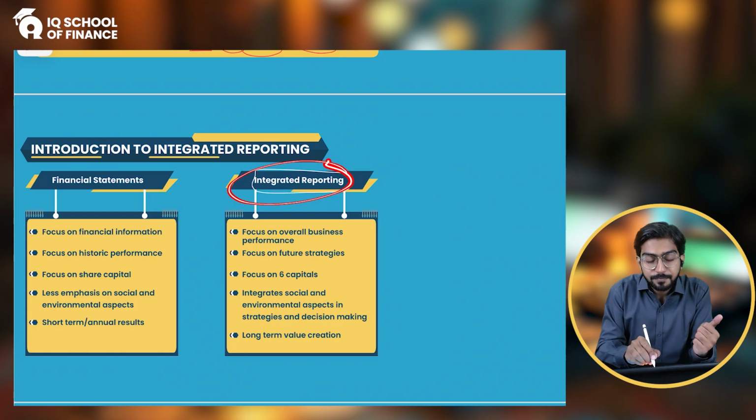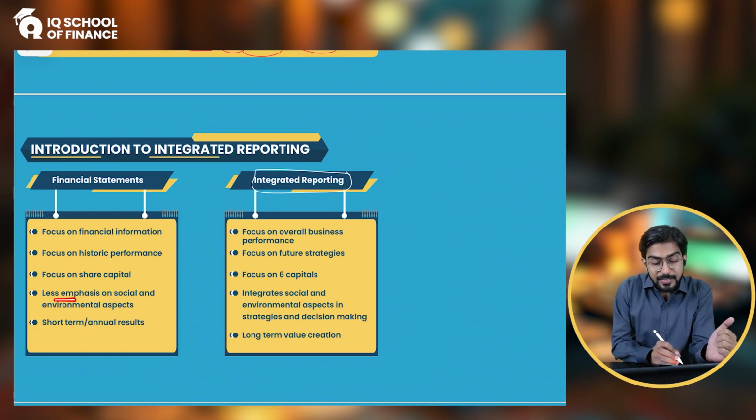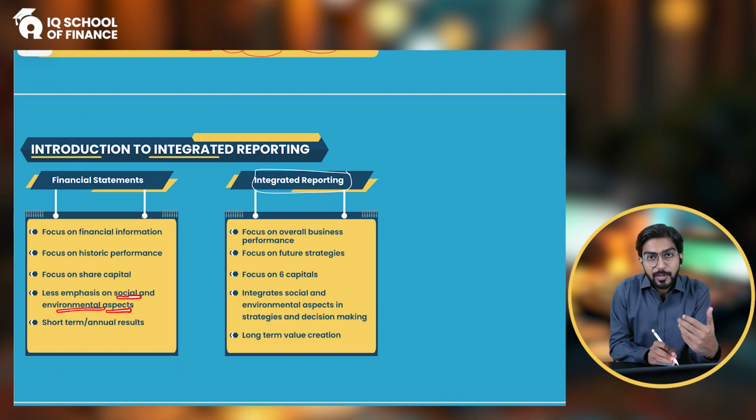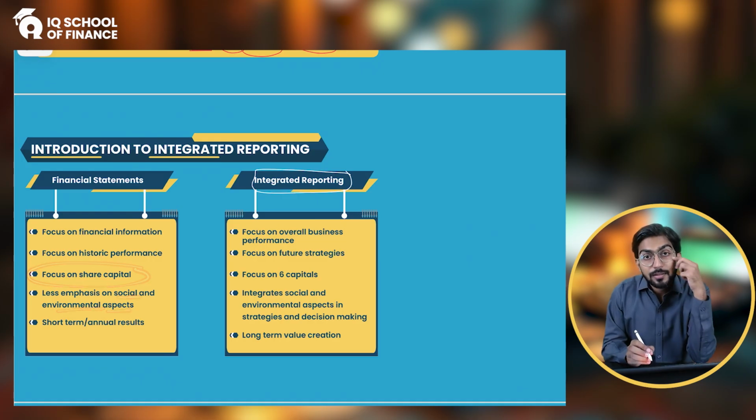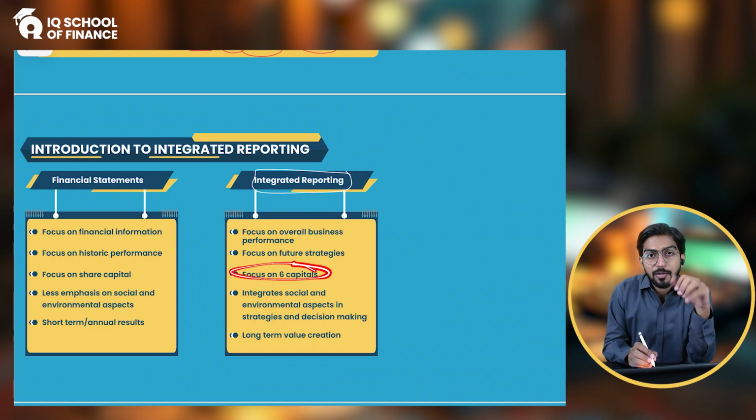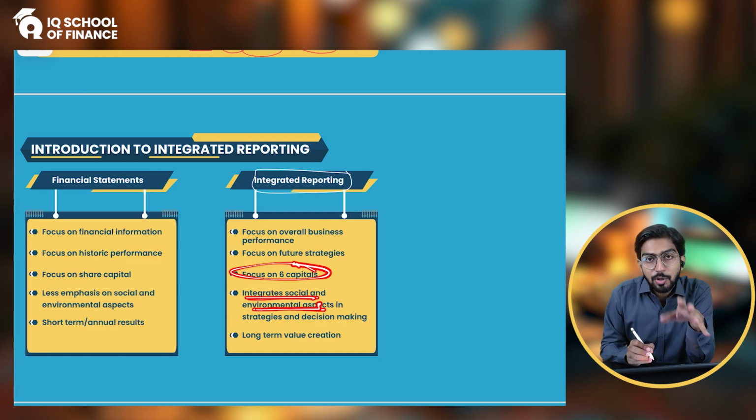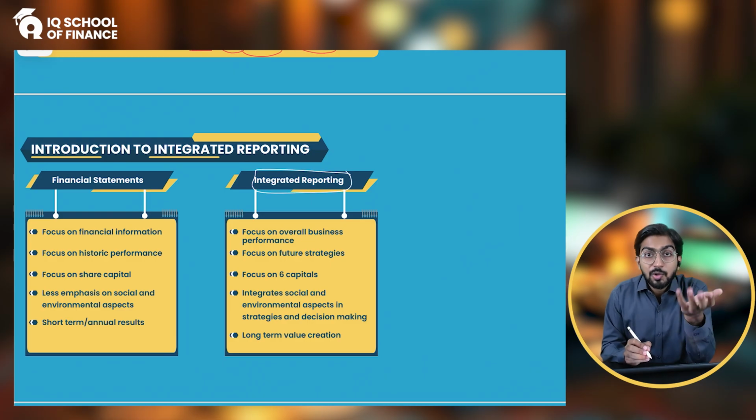Integrated reporting. Financial reporting is less emphasized on the social and the environmental aspect, because it's only focusing on the share capital. And the integrated reporting also focuses on the environmental and the social capital as well. One capital, two capitals are these: social and the environmental capital. So it focuses on the social and the environmental aspects, and if you are focusing on them, you are focusing on the society. Then the society is going to support you. Then the society is going to give you the benefits, right? And ultimately, you will grow.